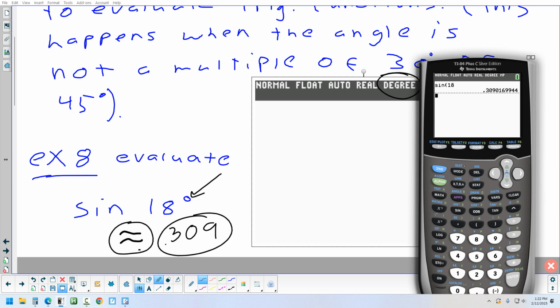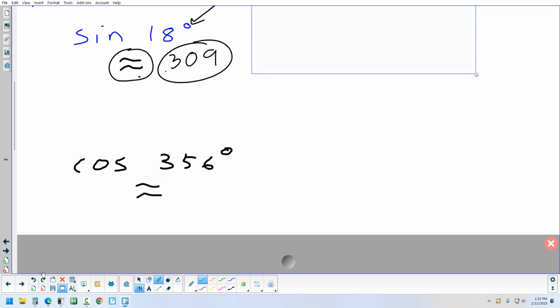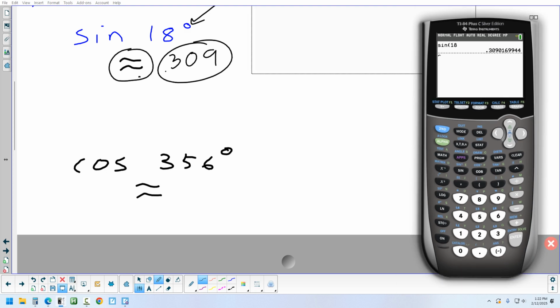Okay, so that's sine of 18 degrees. All right. How would we read off that one? Cosine of 356 degrees. It's still degrees, so I'm going to keep it in degrees. Put that in. And when we hit enter, what do we get for the cosine of 356 degrees? 0.99756. Okay, let's go to 3 decimal places. So we would have 0.998. Yep.